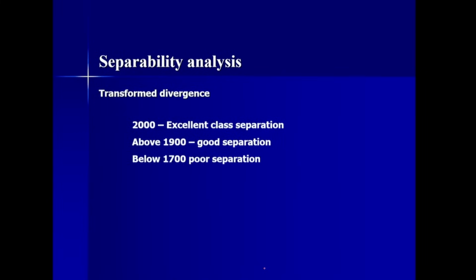And if you see the range of values of transformed divergence, if the value is 2000 then it is excellent. If the value is above 1900 it is good separation, and if the value of transformed divergence is below 1700 then you will get poor separation between classes.